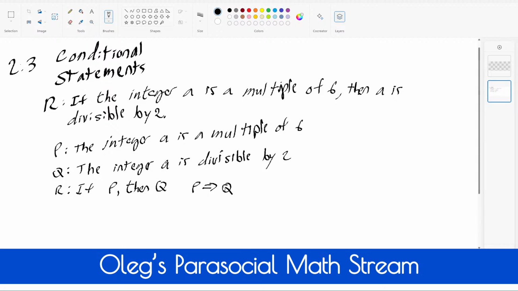All right. A statement of the form P implies Q is called a conditional statement because it means Q will be true under the condition P is true. Okay, let's do the truth table. If you remember from yesterday, P, Q, P implies Q. Okay.